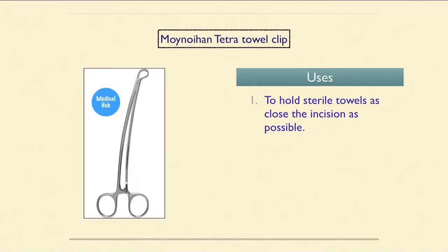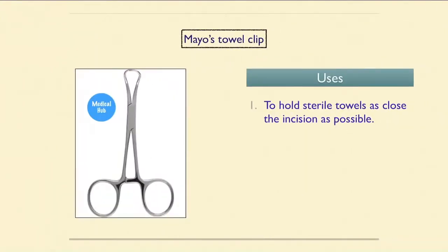Next is Moynihan tetra towel clip. So it is used to hold sterile towels as close the incision as possible. Next is Mayer's towel clip. So it is used to hold sterile towels as close the incision as possible.